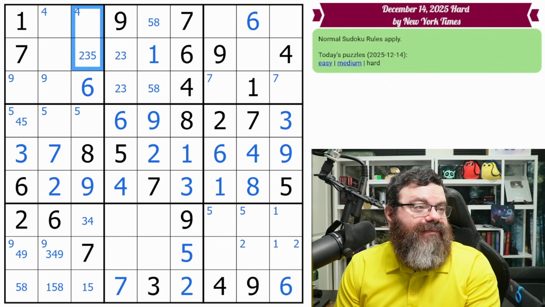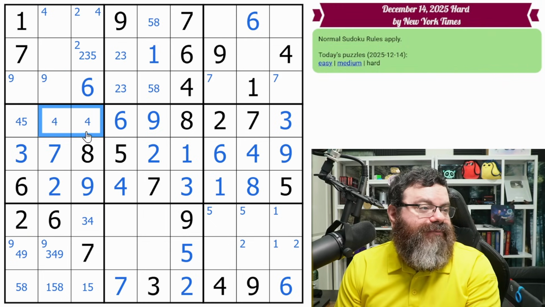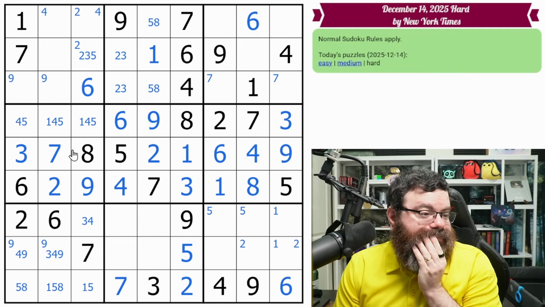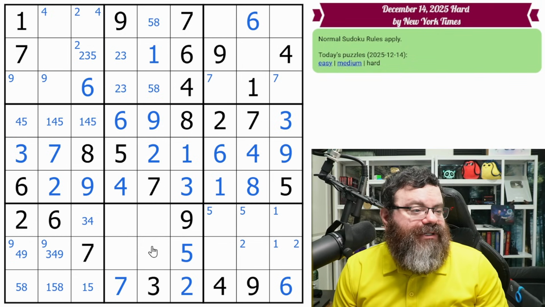These 2 2s look up, putting a 2 in one of these 2. This is just a triple. You can get rid of the corner mark here. 4, 5, and something. It's 1, 4, 5. Wow, okay. We just got a whole lot. I think we're finishing up.